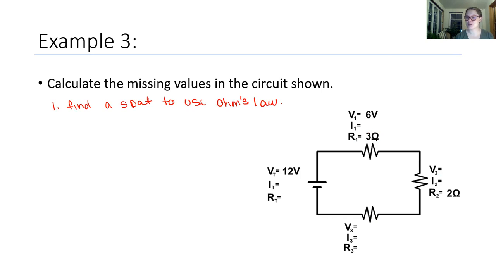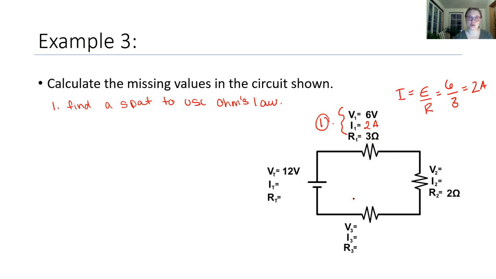So did you find the spot to use Ohm's law? This is the spot to start, okay? Because we know voltage and we know resistance, we can calculate current. Current is equal to voltage divided by resistance, or V over R, which is equal to 6 over 3, which is 2 amps.